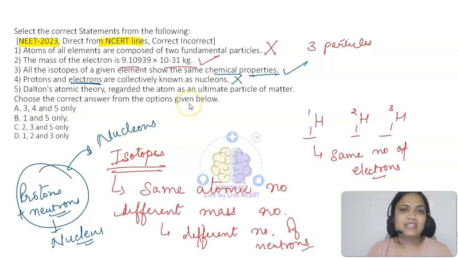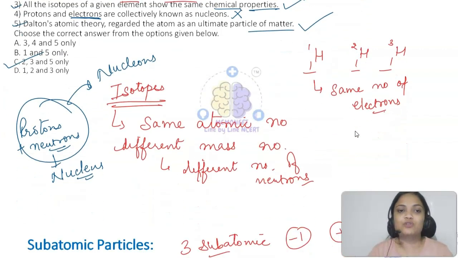Dalton's theory. Yes, Dalton was the one who gave us some postulates in the starting, and he regarded the atom as the ultimate particle of matter. He said all the matter around us is made up of atoms. So this is true. So the second statement is true, the third is true and the fifth is true. So the answer is going to be option C. Okay, so this is how we are going to solve any question.